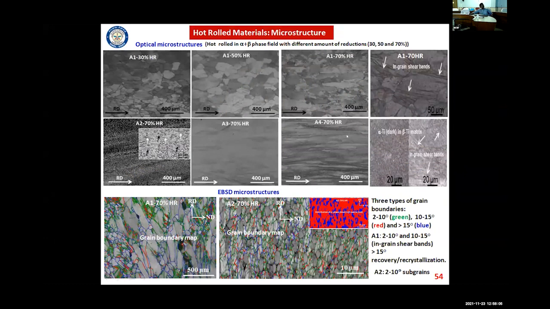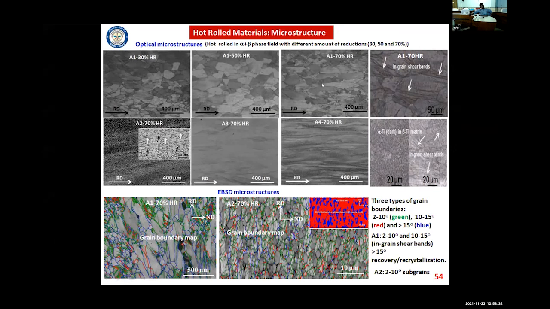Now I'll present the microstructures of the hot rolled samples of all 4 alloys, which were hot rolled in the alpha plus beta phase field with different amounts of reduction, like 30%, 50%, and 70% rolling reduction. Suppose we look at LIA1 from 30% hot roll to 70% hot roll: there is a systematic variation in the grain size with increasing reduction from 30 to 70%.